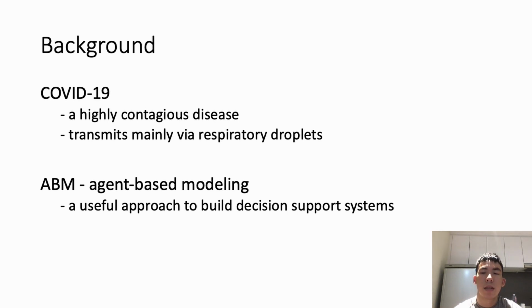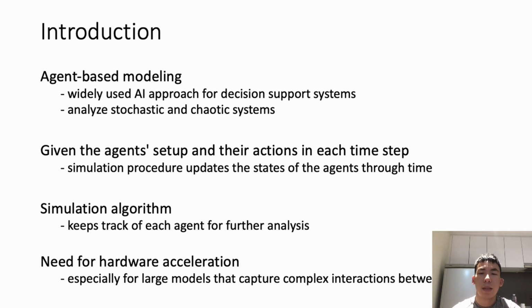Among modern artificial intelligence techniques, a useful approach to build such decision support system is agent-based modeling. Agent-based modeling is widely used as an AI approach to analyze stochastic and chaotic systems. Given the agent setup and their action in each time step, the simulation procedure updates the agent's states through time. During the simulation, the algorithm keeps track of each agent for further analysis.